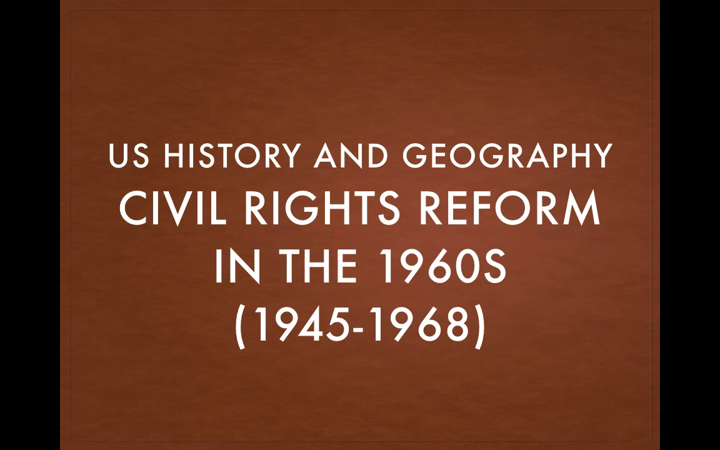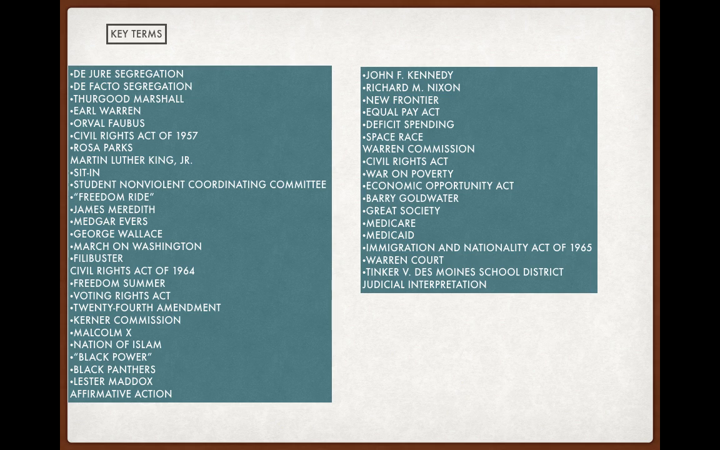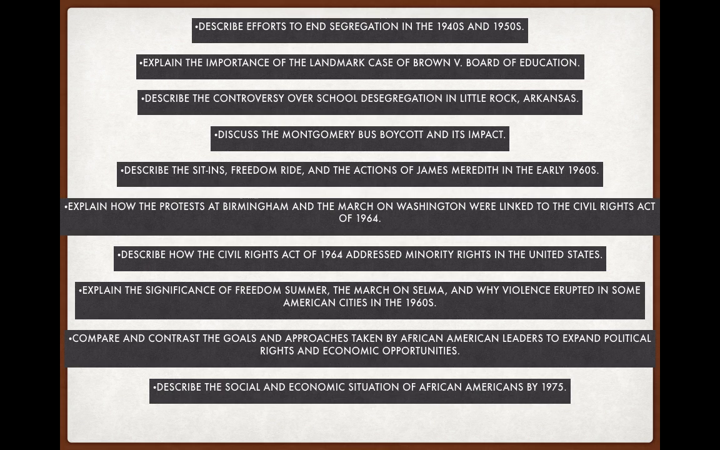Okay, U.S. history, geography, civil rights reform in the 1960s. We're really going to be starting as far back as the end of the war and moving up through 1968. I just want to reiterate that this is not the beginning of the civil rights movement in the United States. That had been ongoing since Reconstruction and the beginning of Jim Crow. But what we maybe most readily associate with the civil rights movement is what we're going to get into in this chapter.